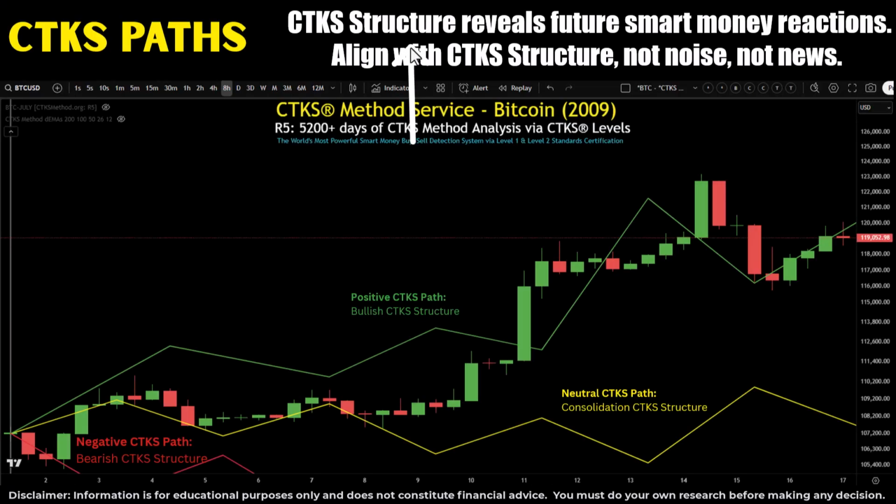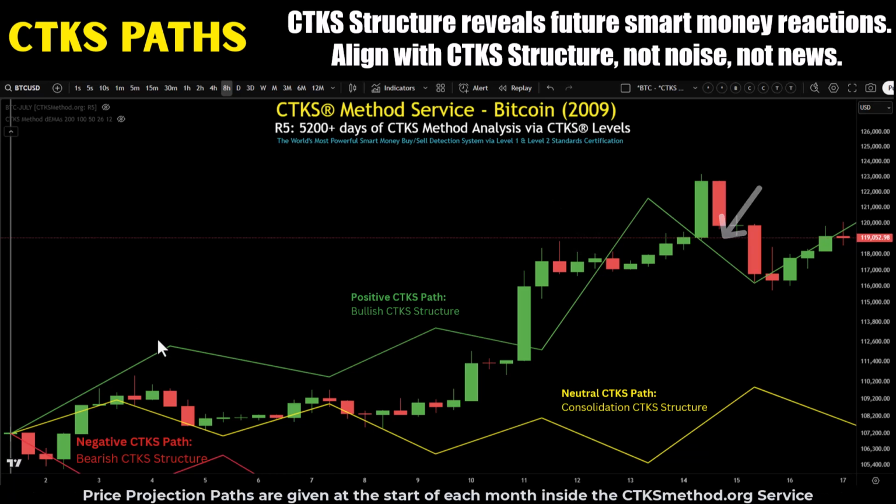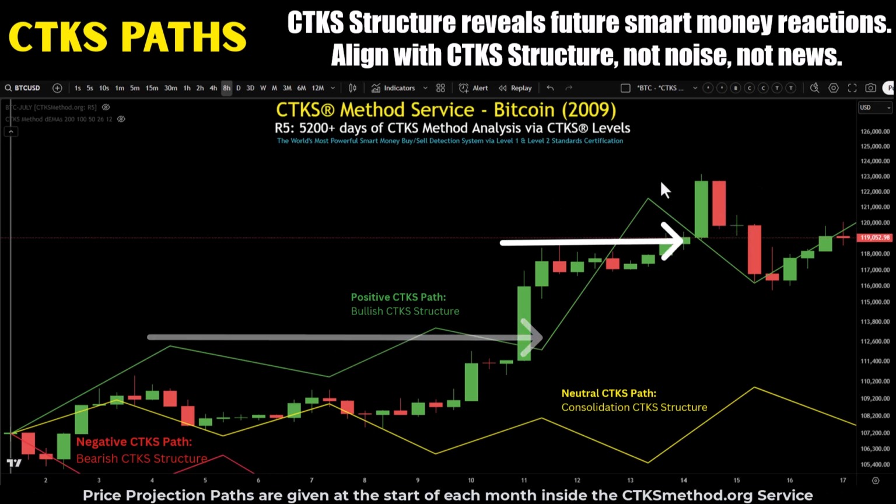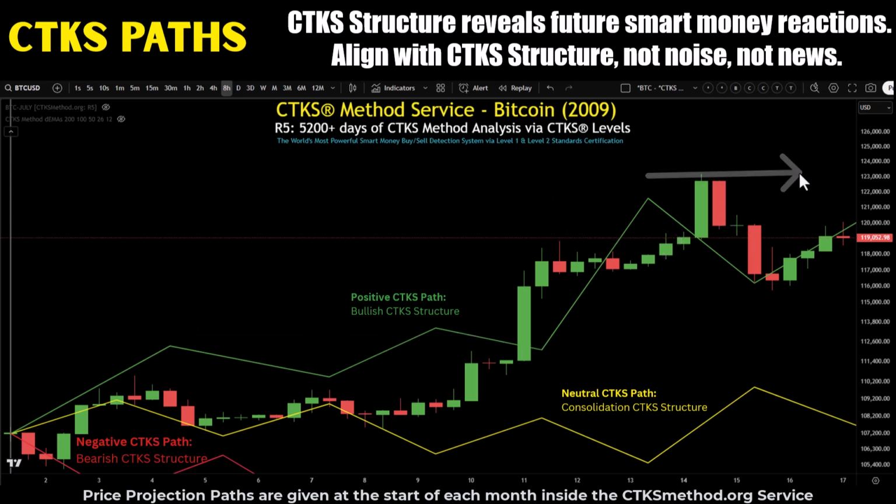For those who know CTKS structure, it's an absolute and incredible game changer. Looking with X-ray vision at a chart reveals things that other people simply will never ever see. By aligning your trading and investing with structure instead of noise, instead of news, is a game changer.